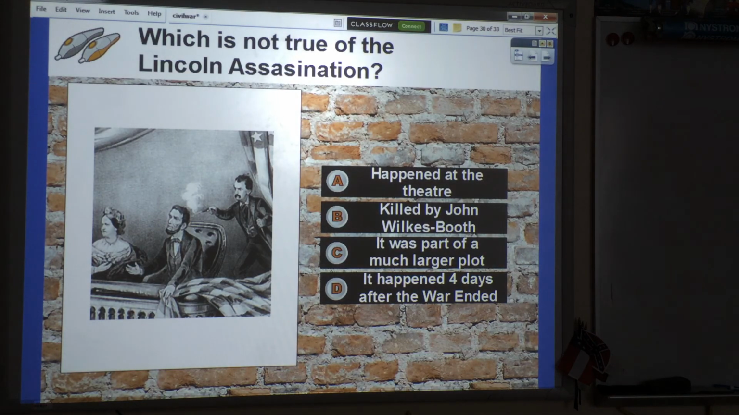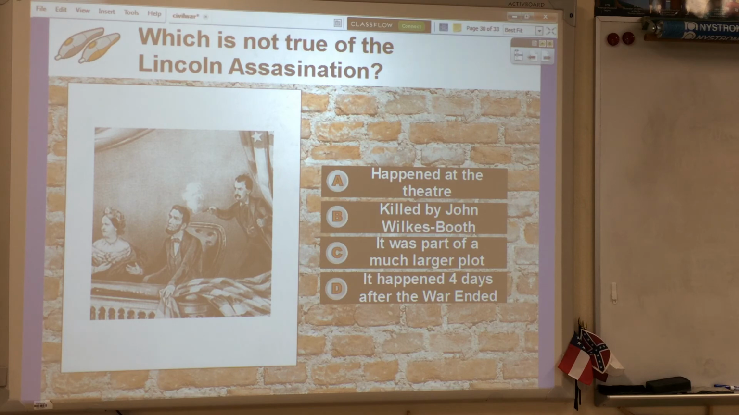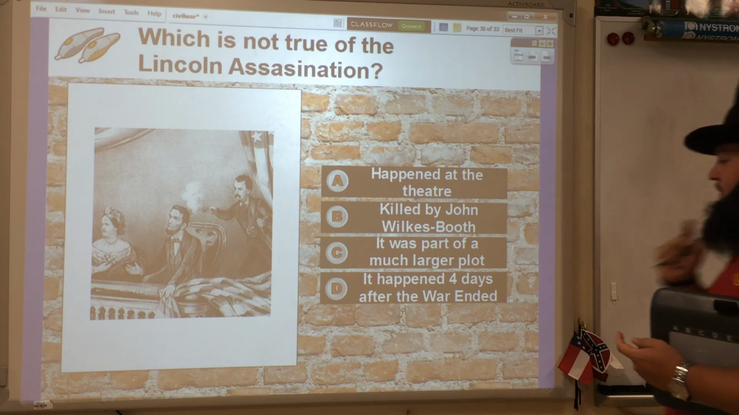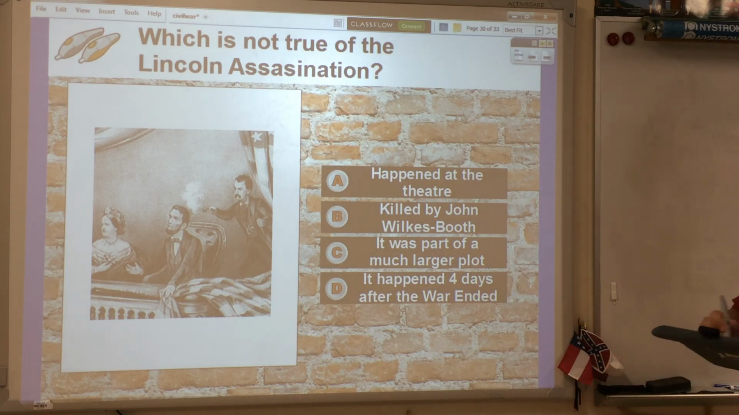Which is not true of the Lincoln assassination. Was that it happened in a theater, he was killed by John Wilkes Booth. It was part of the larger assassination plot, or that it happened 4 days after the war ended. Okay, this one is a little bit cheap because really it happened 5 days after the war ended.